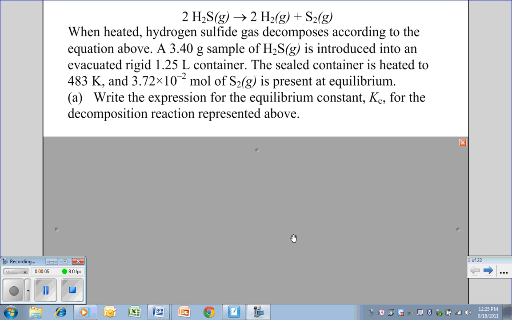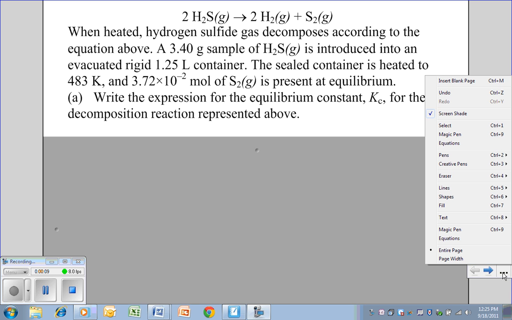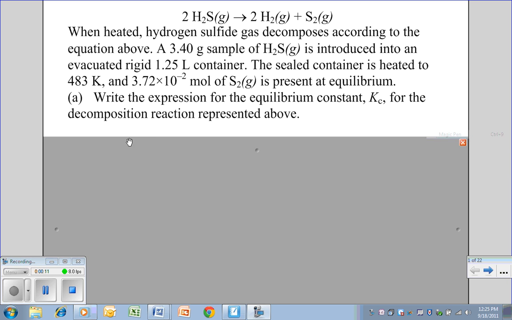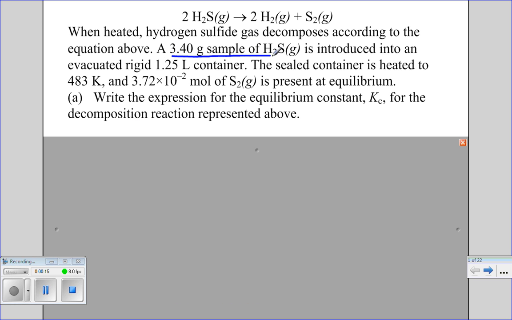First sample problem that we did in class, we have this equation, and we have some information in here about how many grams of H2S gas we have at the beginning, the volume of the container, 1.25 liters. We know the moles of S2 at equilibrium. So between all this, we can answer every question that we come across.